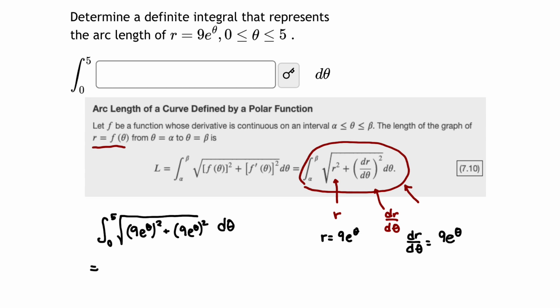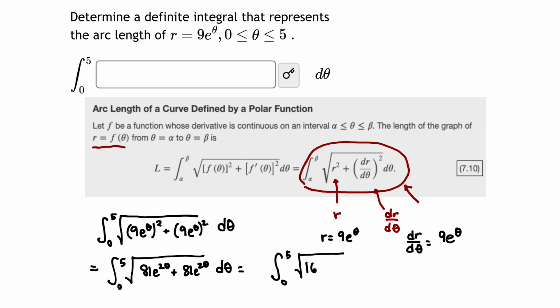And if I want to do a little bit of simplifying, I can rewrite 9e to the theta squared as just 81e to the 2 theta. But I have two of those quantities being added up. And so really my integral is simply the integral from 0 to 5 of the square root of two of those, 162e to the 2 theta d theta.